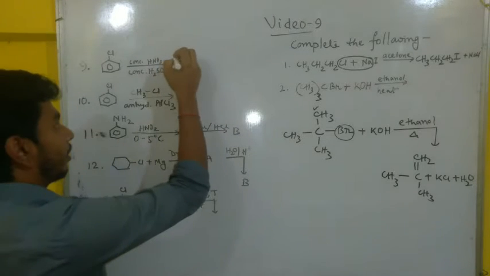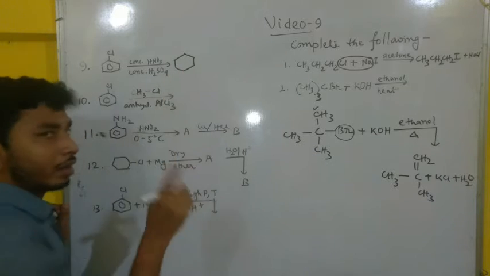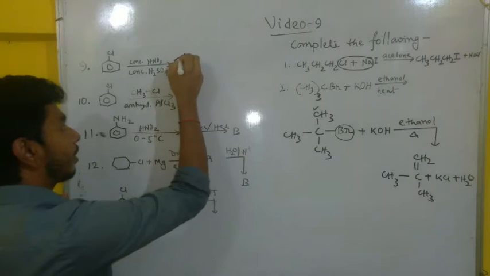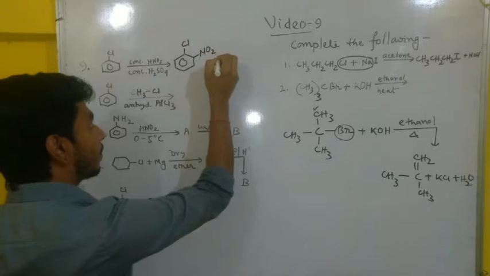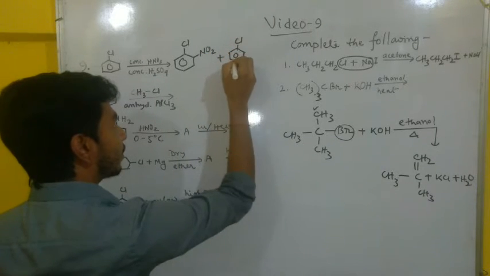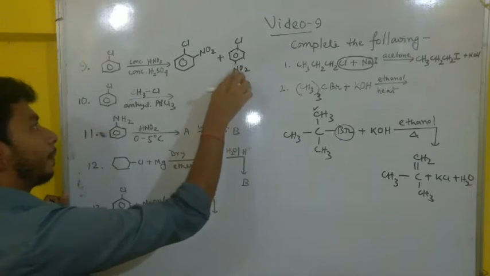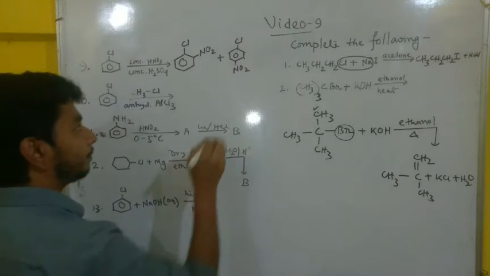Now in electrophilic reaction, the electrophile goes in the ortho position and para position. So here the nitro group goes in the ortho position, plus the nitro group goes in the para position. Para product is the major product, ortho product is the minor product.